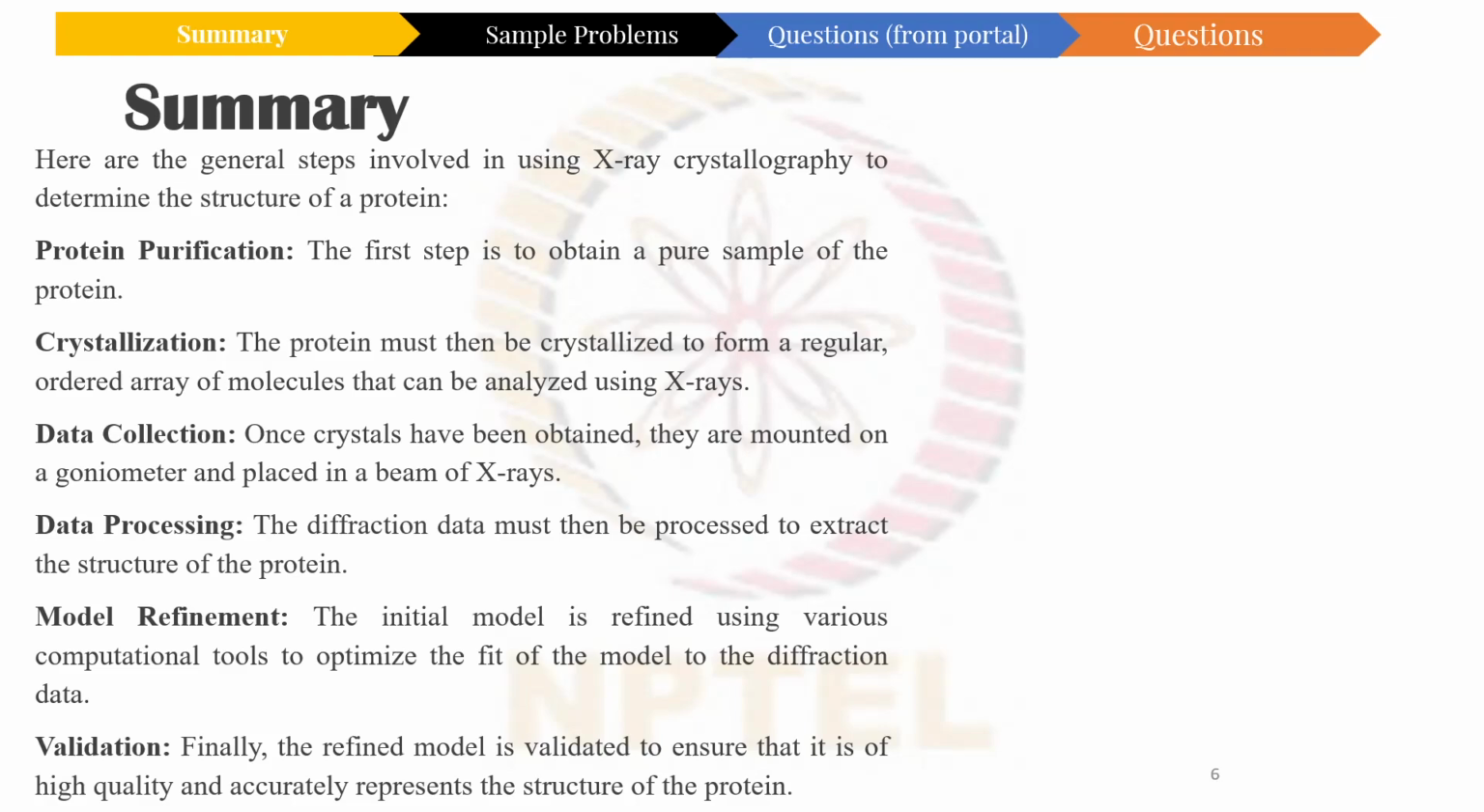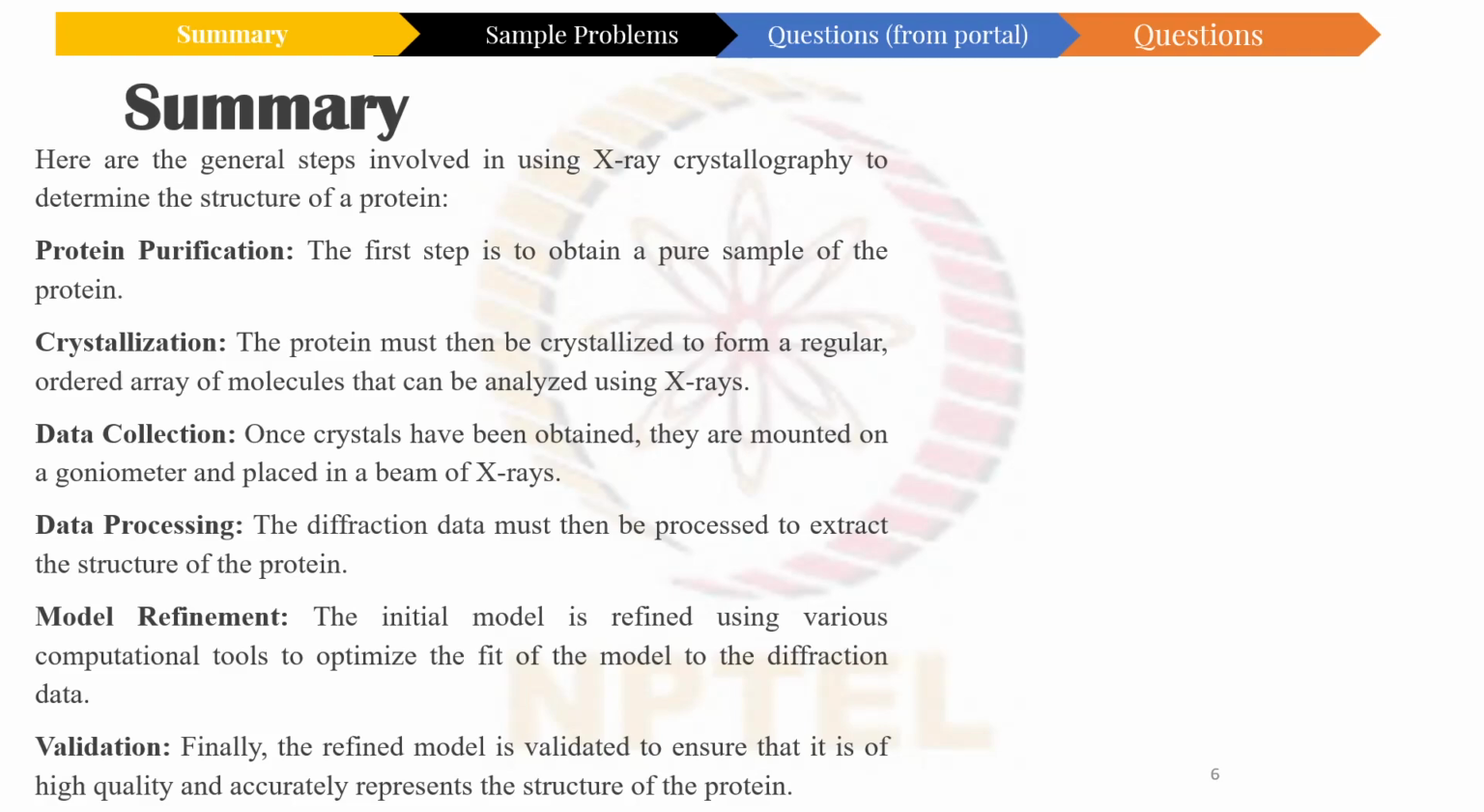Crystallization is a difficult and time-consuming process that often requires screening many different conditions such as pH, temperature, and salt concentration to find the optimal conditions for crystal growth.